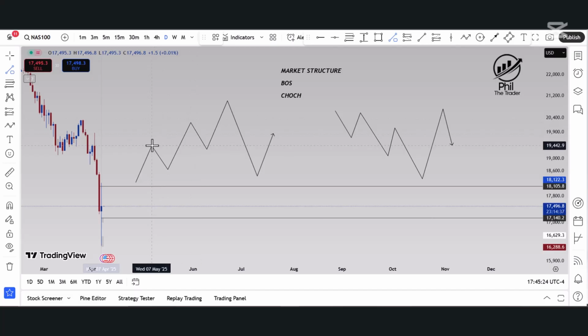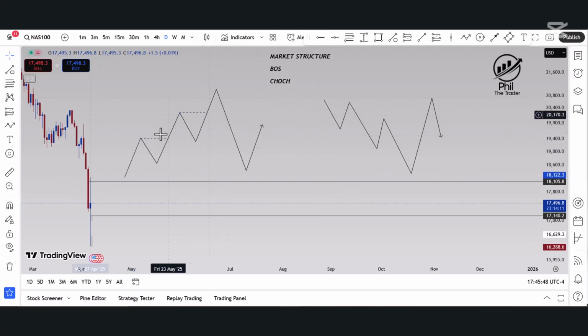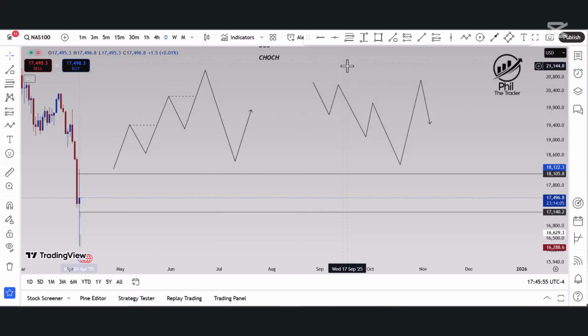So the moment the market breaks the previous high to create another high, we term that particular area as break of structure. It is very simple. So this is a break of structure. Also, this is also another break of structure. So now we are done with the break of structure in the bullish section. Now let's talk about the change of character.